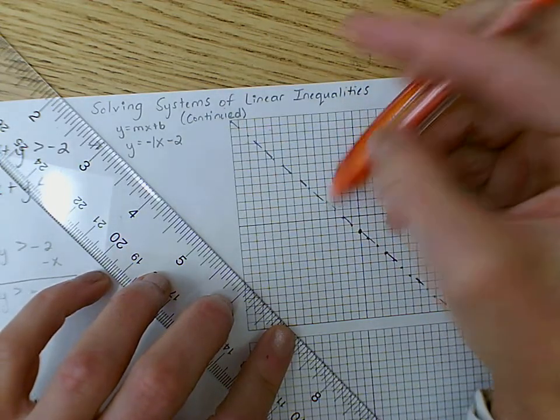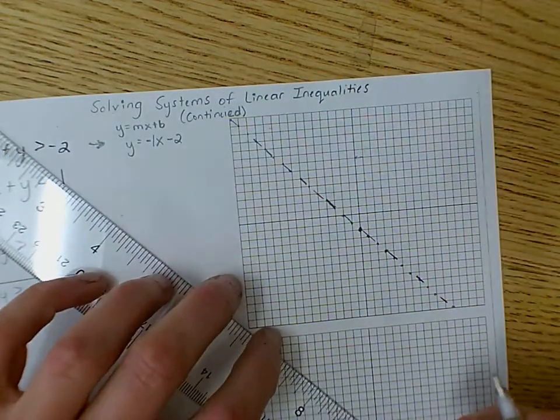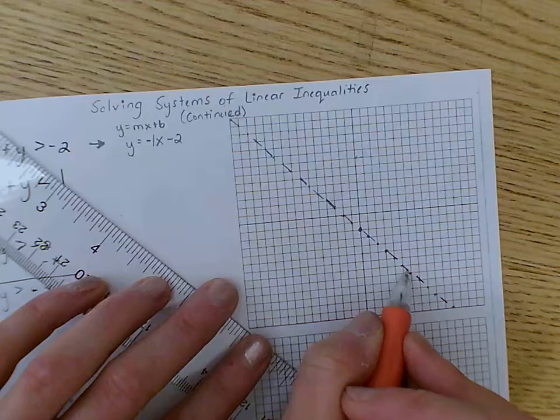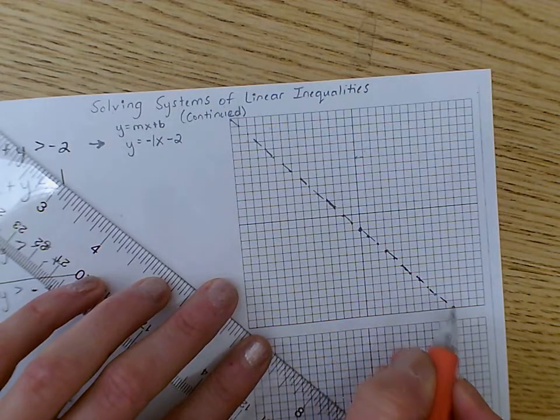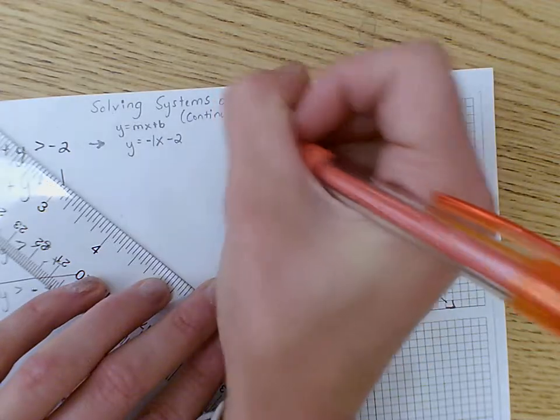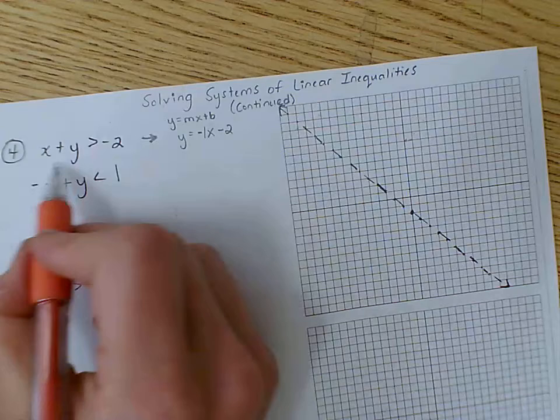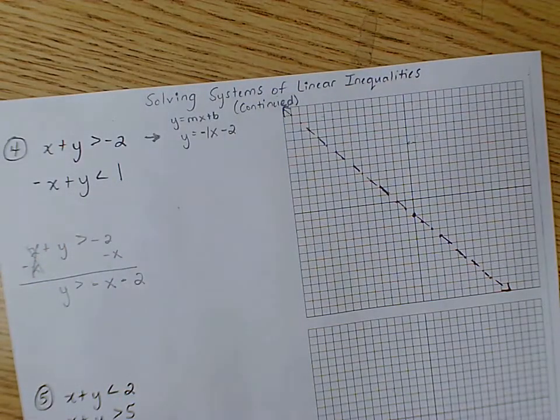So remember, the reason it has to be dotted is to show that all the points on that line will not be part of the solution to this problem, because these points on the line will not actually work in that inequality. That's what that means, okay?